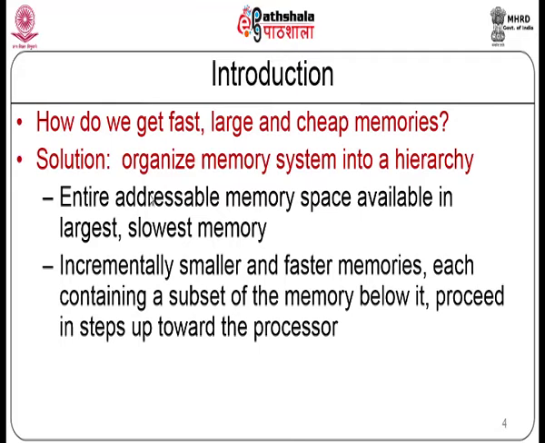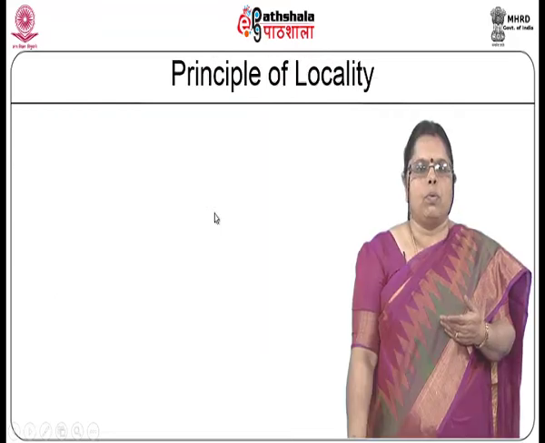The memory that is closest to the processor is going to be the fastest, so that it is able to supply the processor with data at least to some extent on par with the processor, and your capacity requirements are satisfied as we move away from the processor.